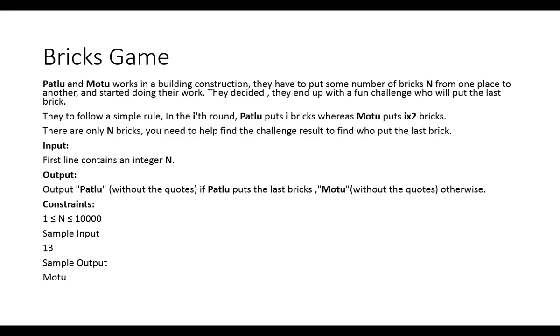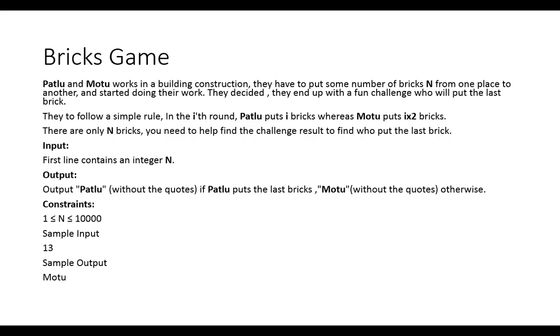So the constraint is that the total number n should be in the range from 1 to 10,000. That's not a big constraint, it can be solved through simple integers. If the sample input is 13, then the sample output is Motu. So we have to find out how the sample input 13 gives the output Motu. If you are not clear with the problem, you can pause the video here and read the problem again.